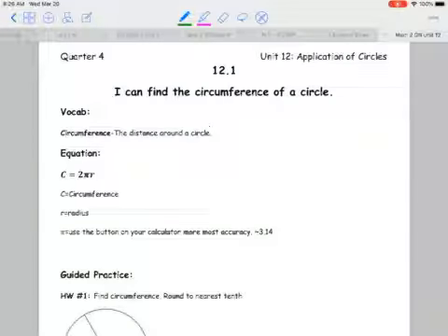Okay, 12.1 is kind of slowing it down again. We're doing circumferences of a circle for this first unit, which you guys have done, I think, in 5th grade. So circumference, remember, is just the distance around.